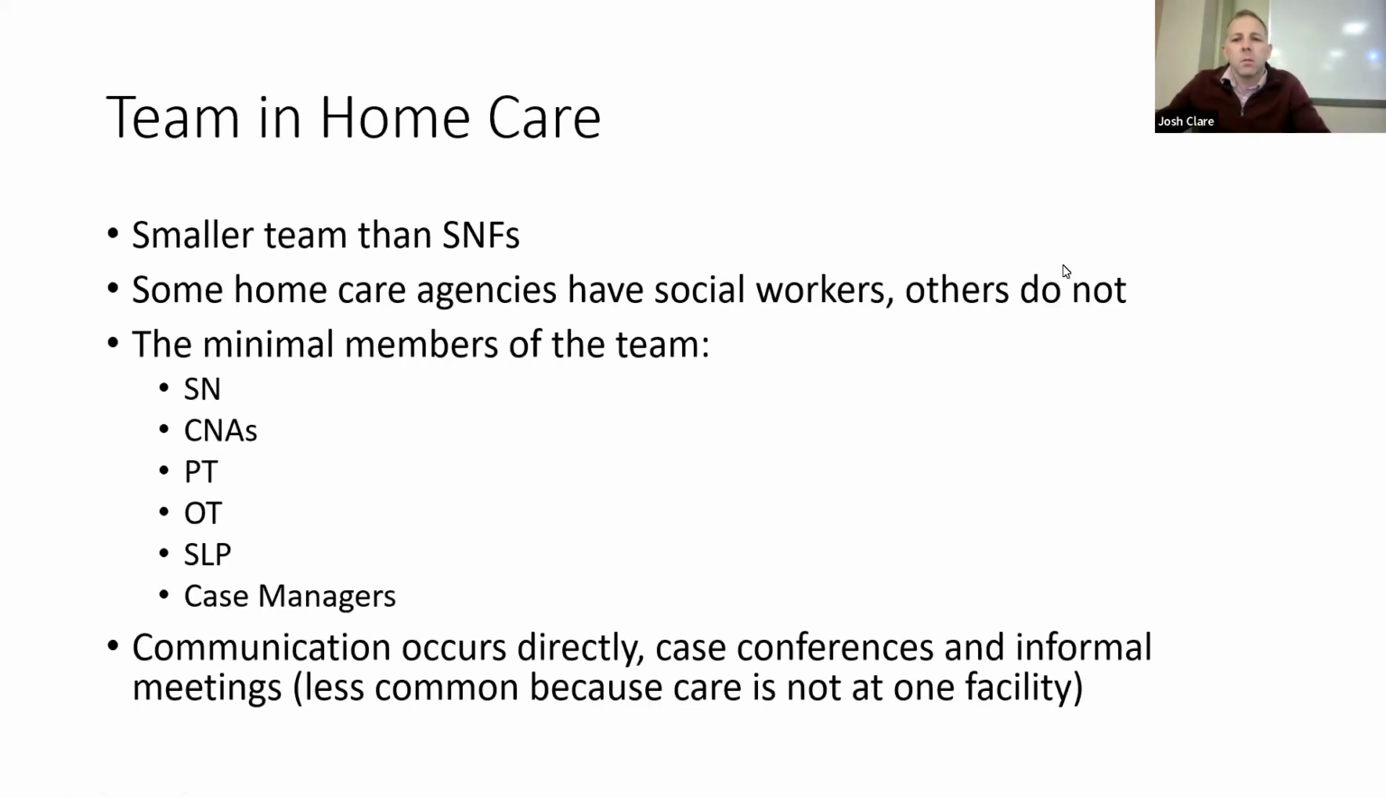Home care, smaller than SNFs. Some home care agencies have skilled nursing, social workers, others don't. The minimum members of the team are skilled nursing, CNAs, PTs, OTs, speech, and case managers. That's the minimum it would be. There might be some others, might not be, depending on the home care agency.